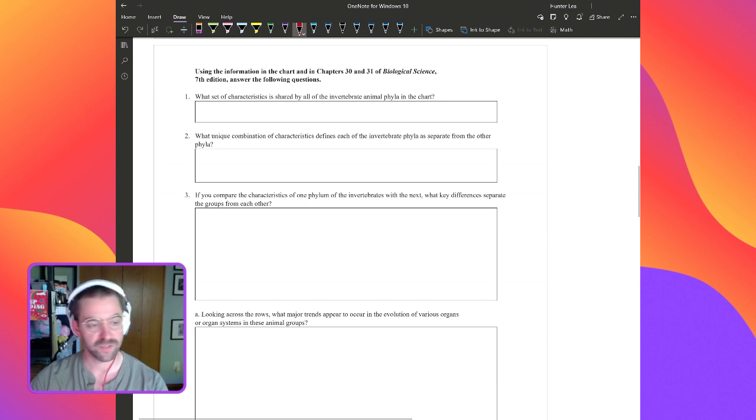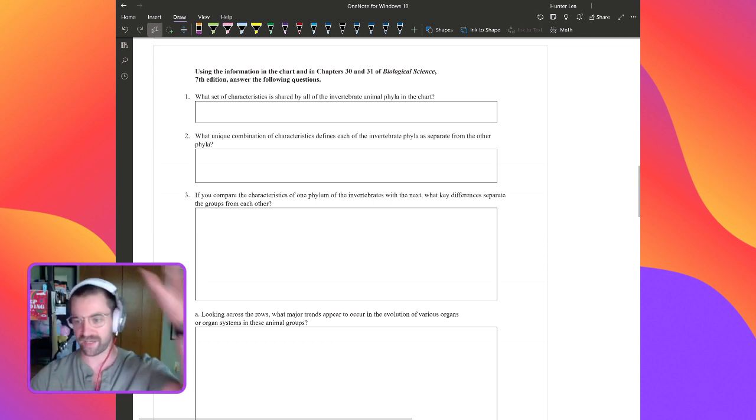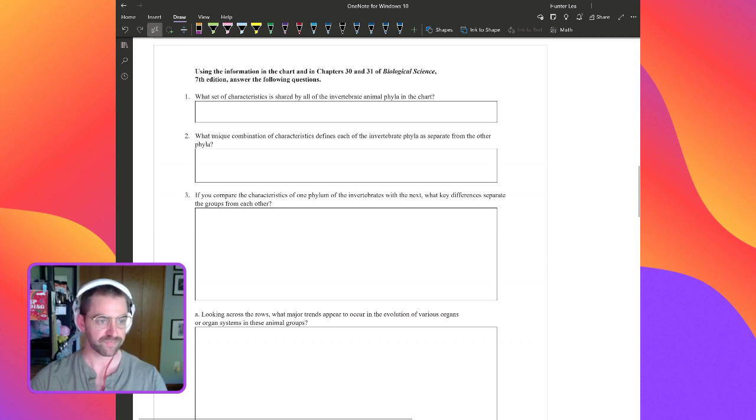All right, so moving on to the next part here. Using the information in the chart and in chapters 30 and 31 of Biological Science 7th edition, answer the following questions. What set of characteristics is shared by all of the invertebrate animal phyla in the chart? So all of the phyla that we covered are invertebrates. What set of characteristics is shared by all of them?